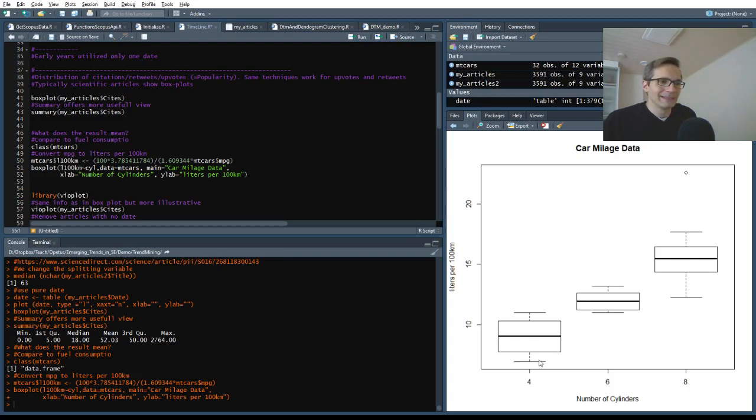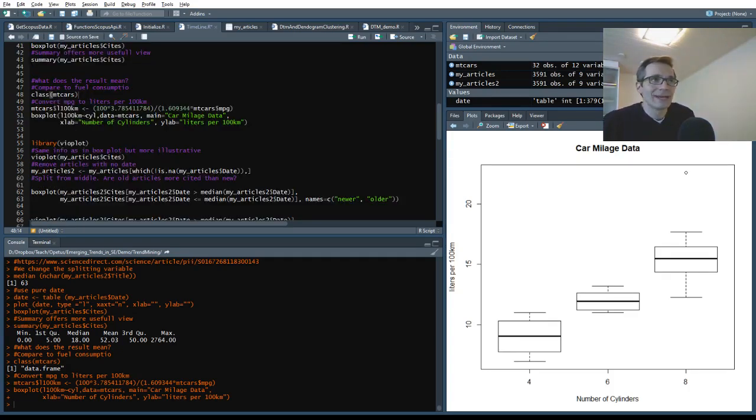So we can see that the liters per 100 kilometers, the median value for a 4-cylinder car is about 8. For a 6-cylinder car, it's about 12. And for an 8-cylinder car, it's about 16. And this thick black line is the median value, and this box is 50% of the data. So half of the observations are in here.